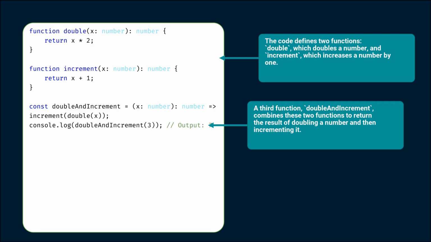Lastly, when we call double and increment 3, the input number 3 is doubled to become 6, and then incremented to yield a final output of 7. This example illustrates how function composition enables us to construct complex operations from simpler, well-defined functions, enhancing code clarity and maintainability in the functional programming paradigm.